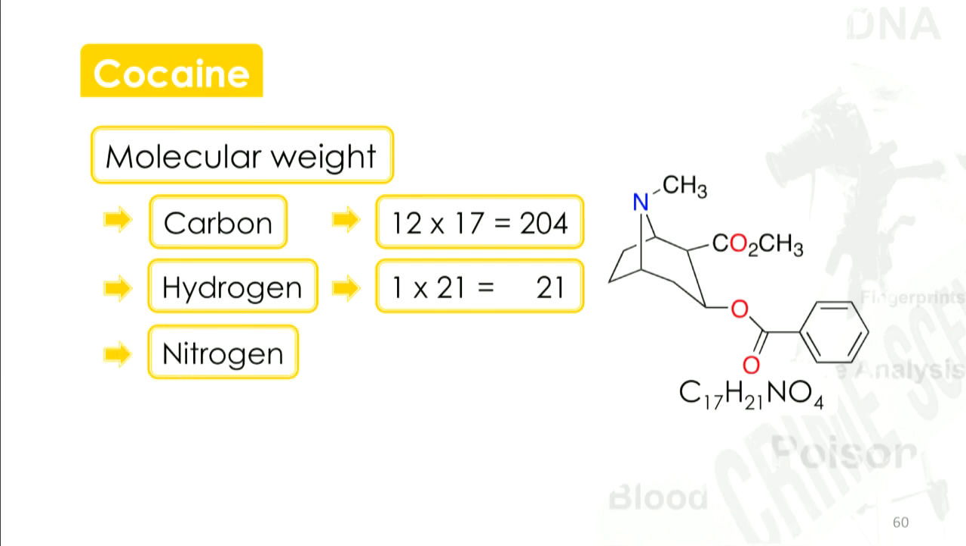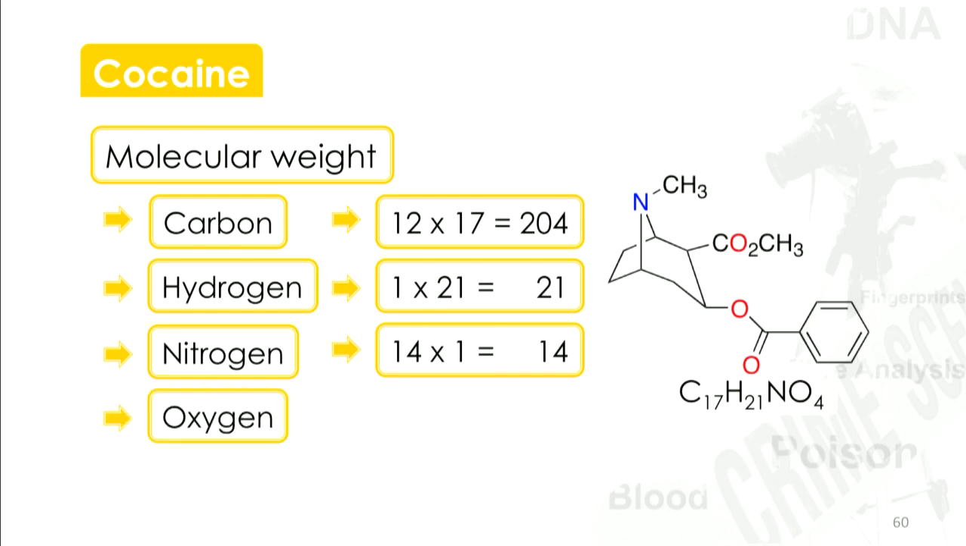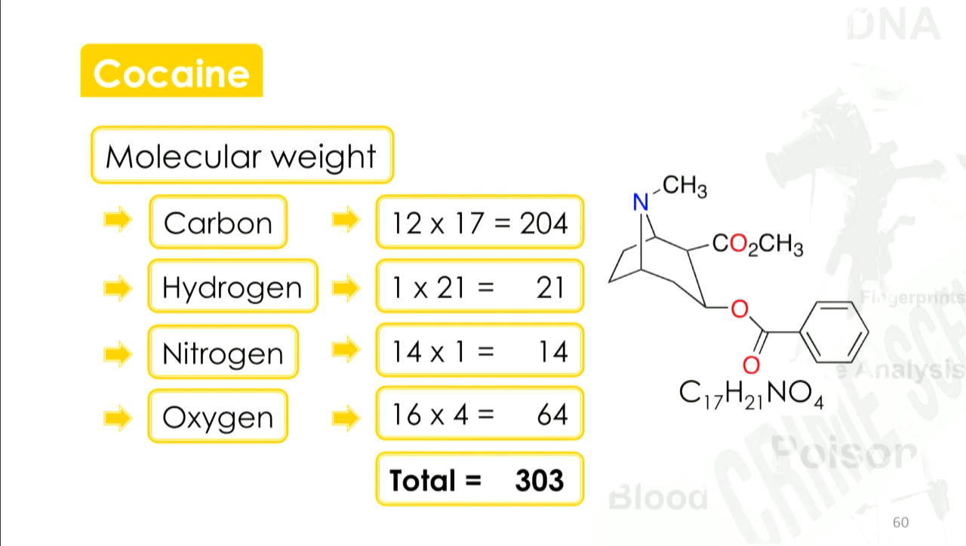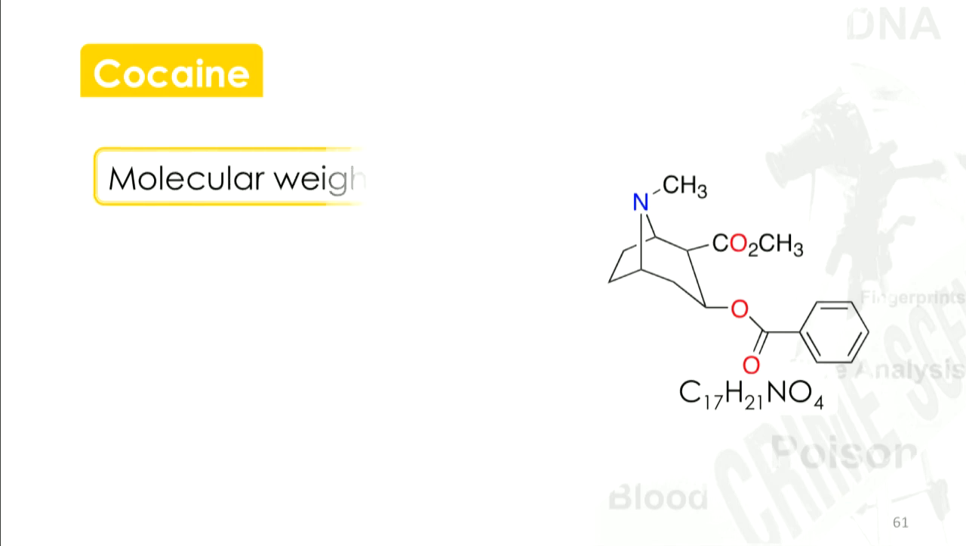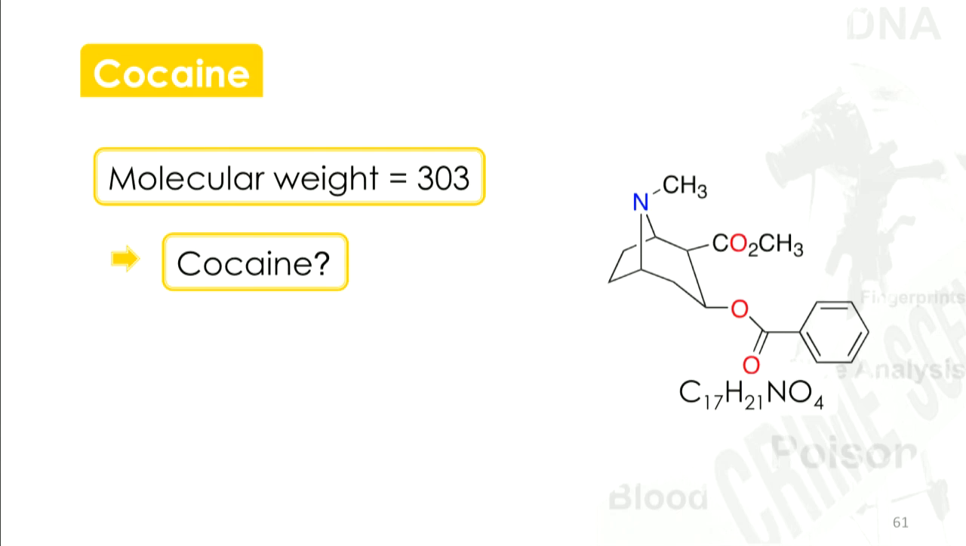Nitrogen has an atomic weight of 14. We only have 1 nitrogen, so that adds on 14 to the total. The atomic weight of oxygen is 16. We have 4 oxygens, that adds on another 64 to give us a grand total of 303. So if we take an unknown sample and we put it in our mass spectrometer and we get a molecular ion with a weight of 303, does that mean it must be cocaine? The answer is no. It does not prove that it is cocaine.